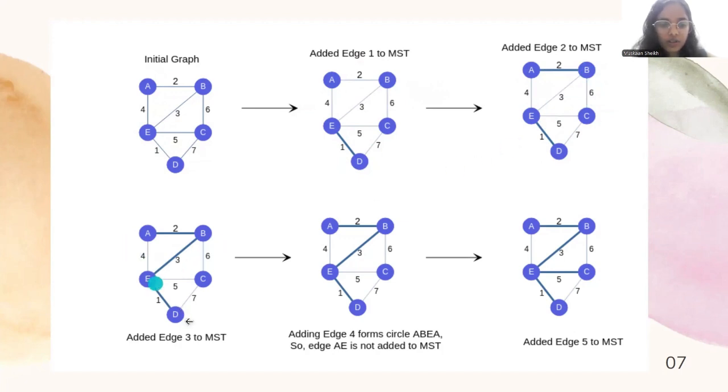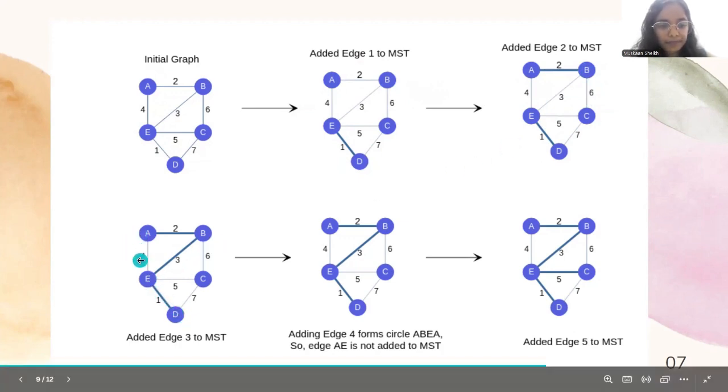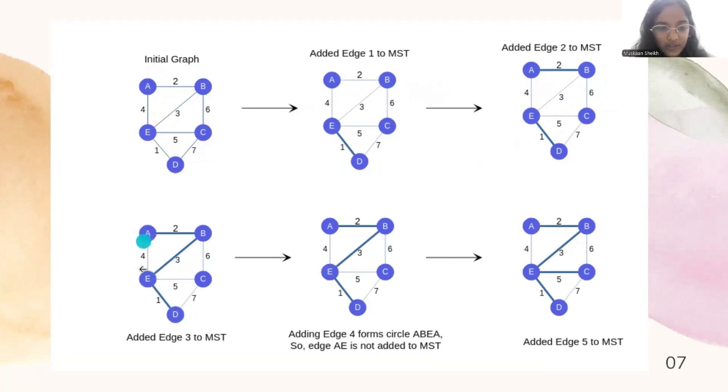So after joining all this, the next cost is 4. But if we join 4 here, it's just gonna form a cycle. That is why we must ignore this. So after 4, it is 5. So if we join 5, we'll get E to C. So now we've visited all the nodes at least once, and this will be the minimum cost of visiting all the nodes.